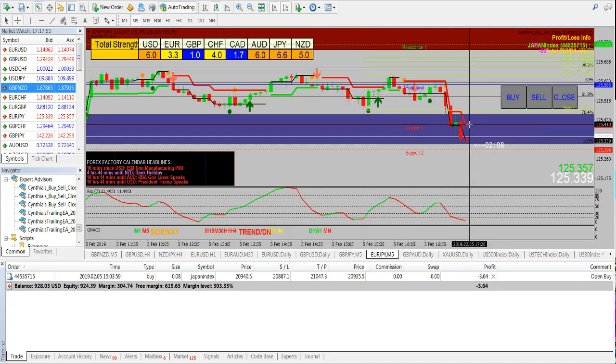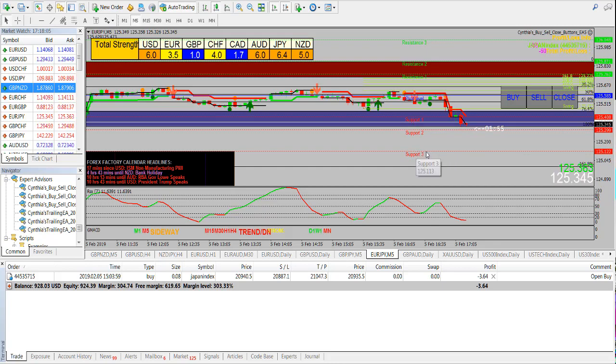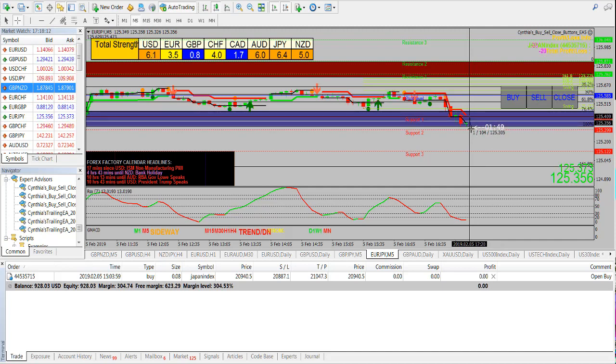But let's use our crosshairs and measure the distance between support 1 and support 2, because that would be our target. I don't see any other targets other than this other Fibonacci support 3, but that's not a very big target, so that's 10 pips at the most.